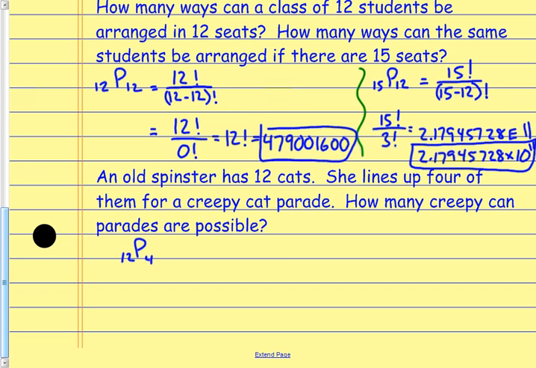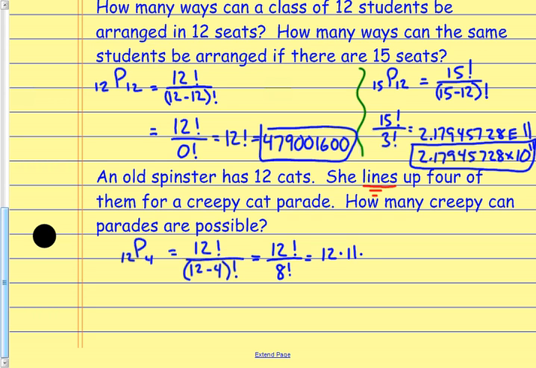So again, it's a permutation. There are 12 cats, and she's picking 4 of them. So it's 12 factorial over 12 minus 4 factorial. And again, order matters here because we're lining them up. That's the key word here, the fact that we're putting them in a line. Being first in line is not the same as being last in line. So we've got 12 factorial over, when I subtract, an 8 factorial. And so now everything from 8 on down cancels. I just have 12 times 11 times 10 times 9.